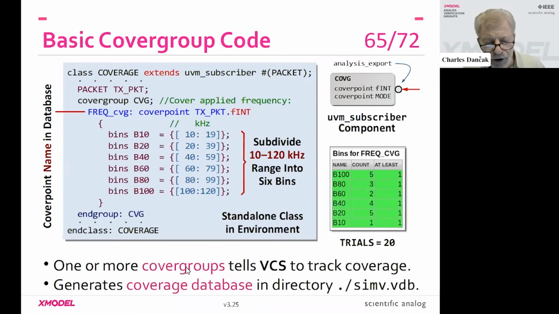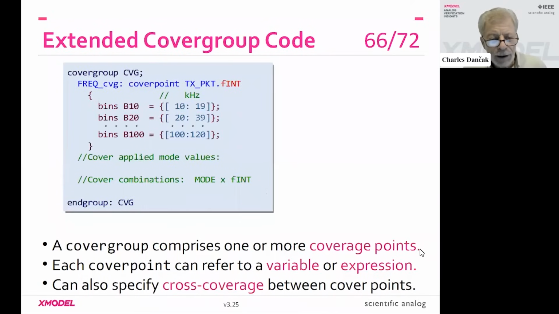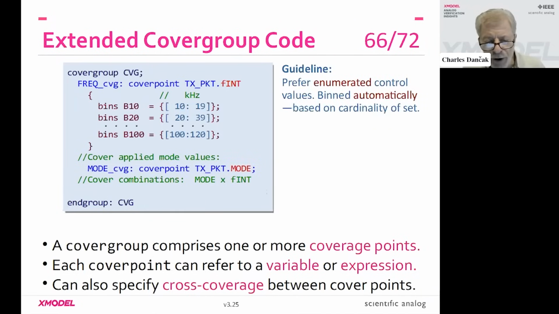So just the presence of the cover group will tell VCS to begin tracking coverage. It'll stuff the information into a Linux subdirectory. Let's add more coverage requirements. What about the mode? Well, because we enumerated mode, no need to mess with manual bins. Enumerated variables are binned automatically based on the size of the set. We had 8 modes, so there'll be 8 bins, 1 for each value.